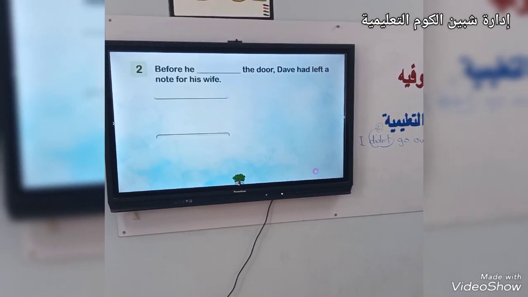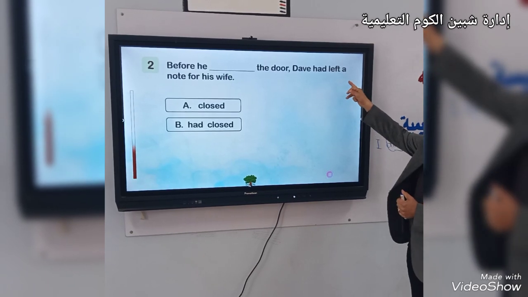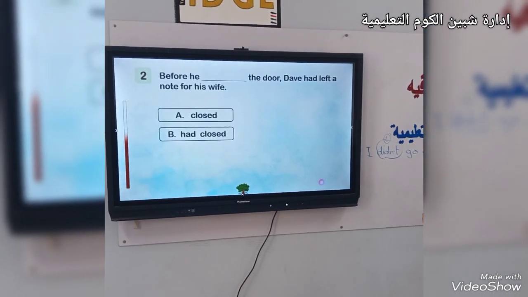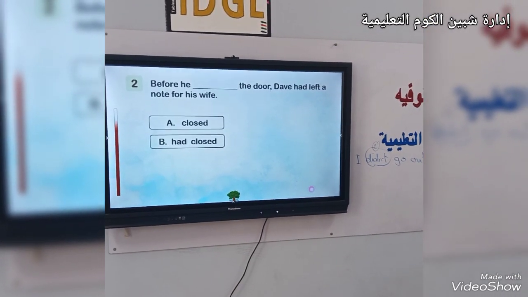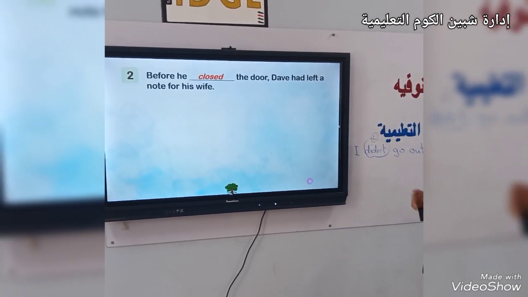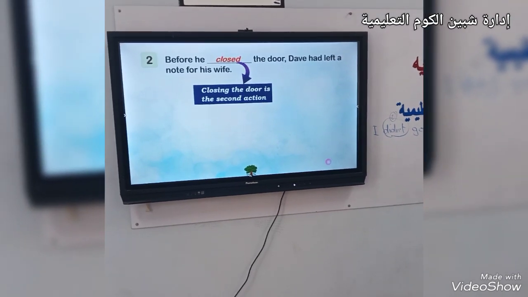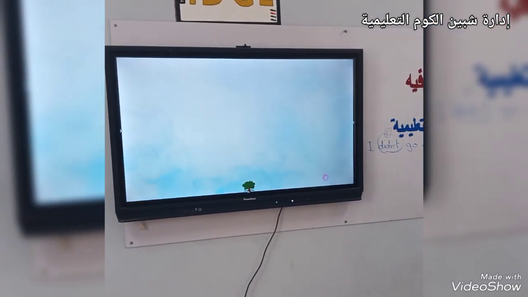Number 2. Before he closed the door, David had left. The first action here is David had left. Before is followed by past simple. So the answer will be closed. Because before is followed by the second action, closing the door.